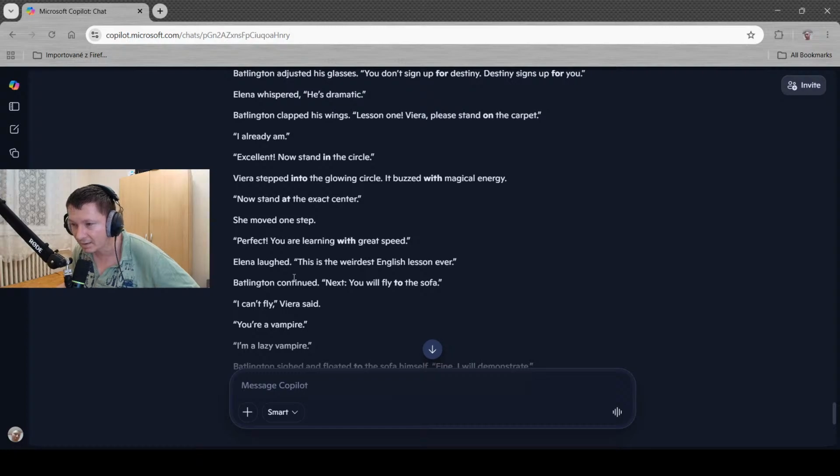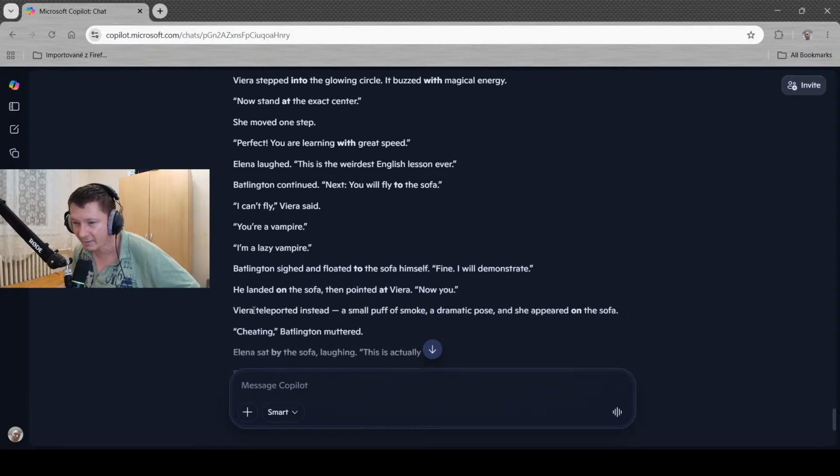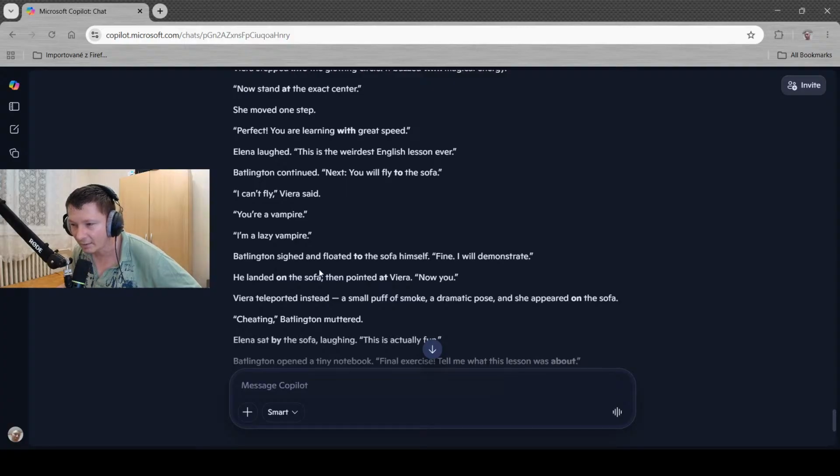Lena laughed. This is the weirdest English lesson ever. But Licton continued. Next, you will fly to the sofa. I can't fly, Viera said. You're a vampire. I'm a lazy vampire. But Licton sighed and floated to the sofa himself. Fine, I will demonstrate. He landed on the sofa, then pointed at Viera.